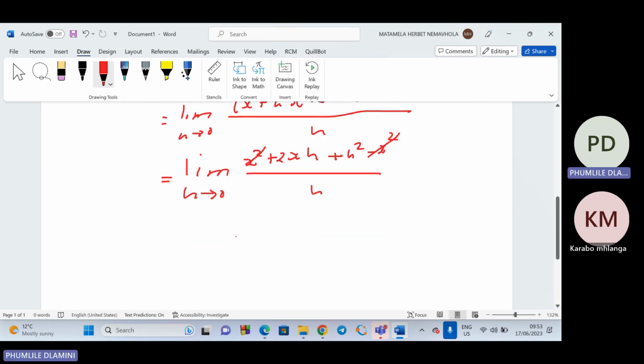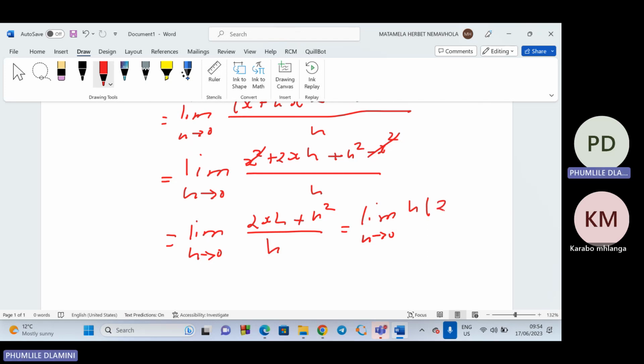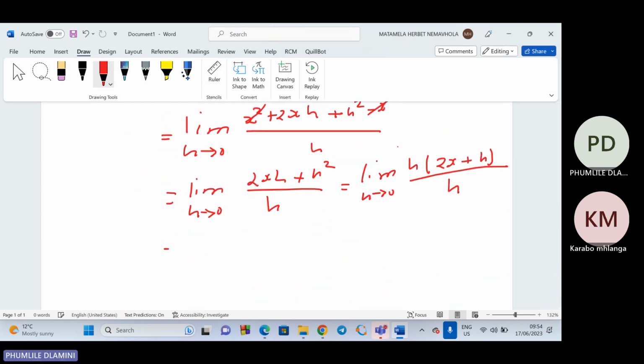Then you will be left with the limit when h approaches 0 of 2xh plus h squared over h. Now when we are left with this, you can see that we can take out h. So this is equal to the limit when h approaches 0 of h in brackets 2x plus h, over h. Now we can cancel this h with this one. Then we remain with the limit when h approaches 0 of 2x plus h.